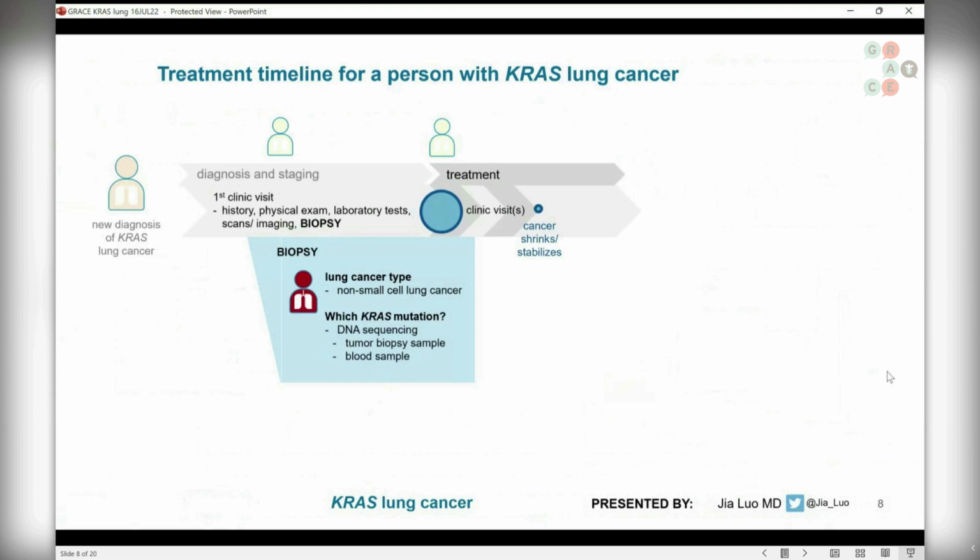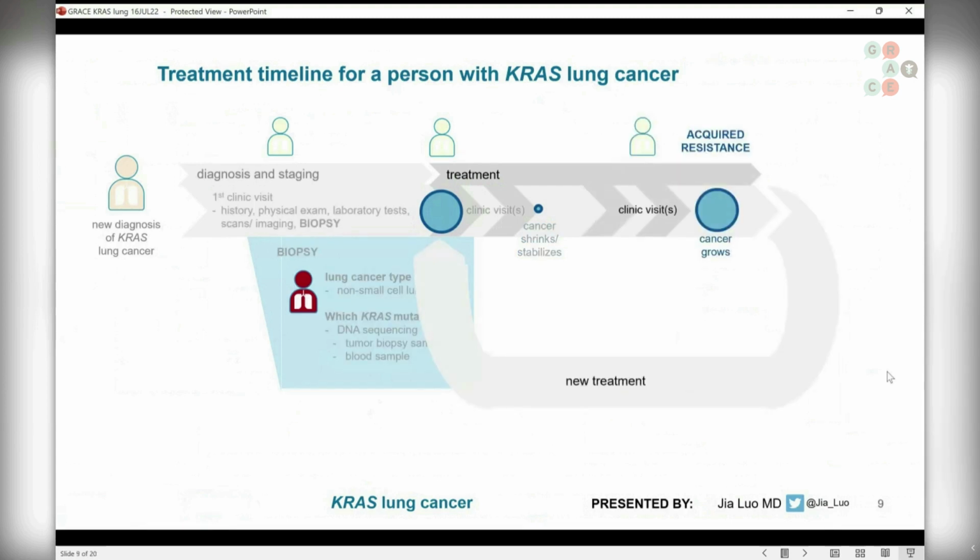And what I've illustrated in the blue circle is there'd be multiple clinic visits where you would get the treatment, and we would use either the physical exam or scans in combination with laboratory tests to make sure that the cancer is shrinking or stabilizing. Next slide.